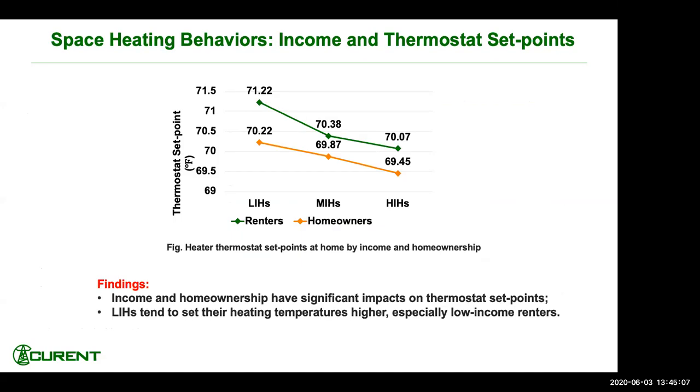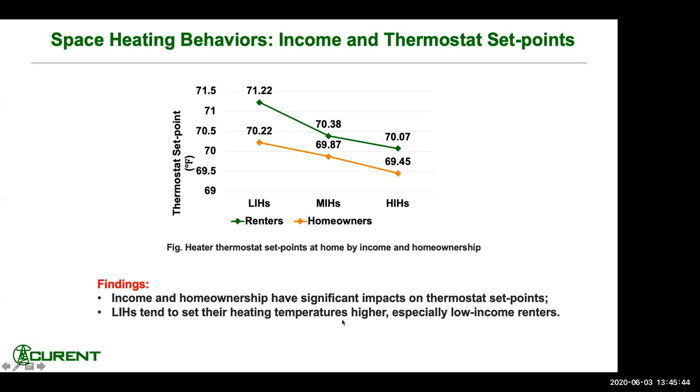So we also look at the income, renters, homeownership, put it all together, and then look at their temperature setting. So we found out that in the heating behaviors, low income people tend to set their temperature higher than higher income people. So that means they don't consume energy as much as higher income. So low income people tend to set their temperature higher, especially low income and renters.